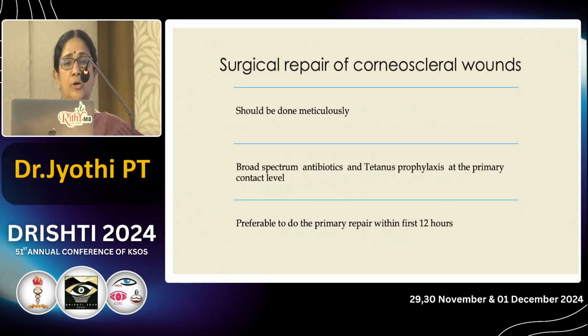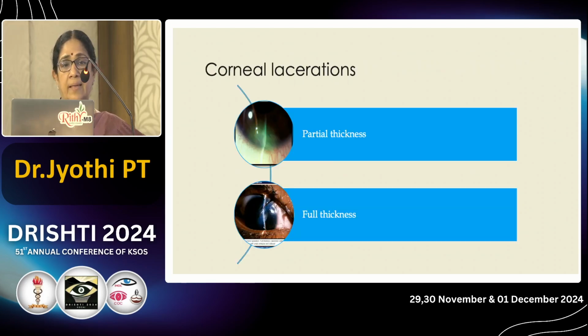Surgical repair of the corneoscleral wounds should be done very meticulously. You have to start broad spectrum antibiotics and tetanus prophylaxis at the primary contact level, and it is preferable to do the primary repair within the first 12 hours. Corneal lacerations can be partial thickness or full thickness.